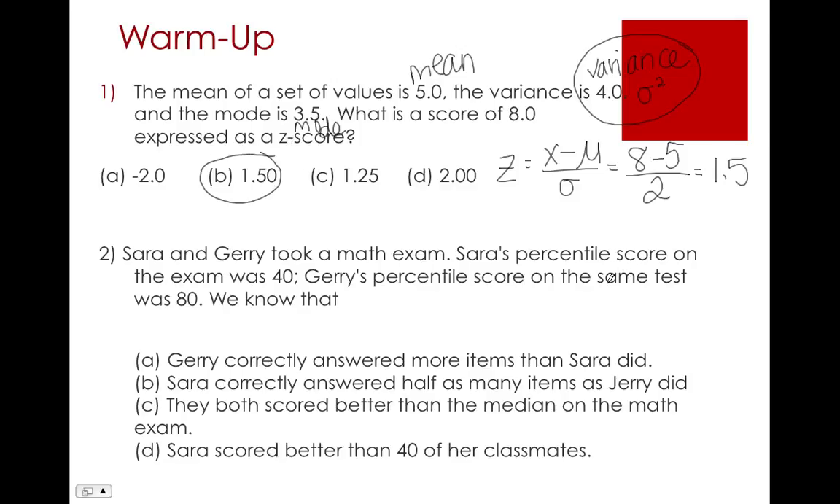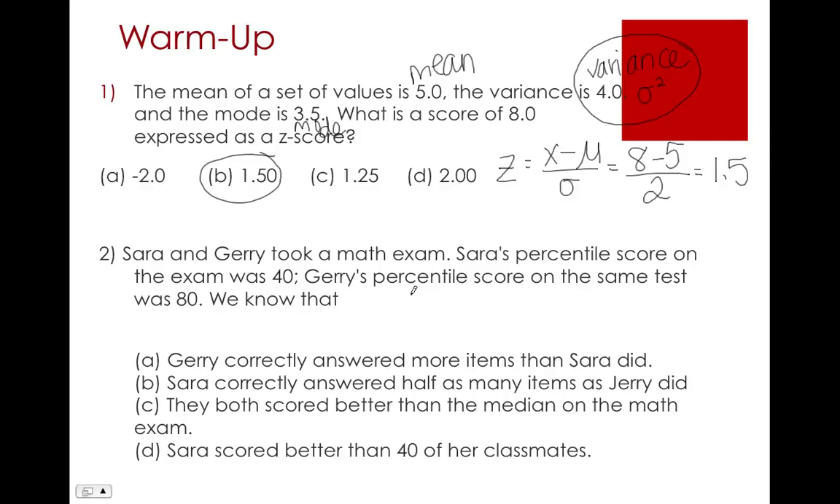B. Second question, Sarah and Jerry took a math exam. Sarah's percentile score on the exam was 40. Jerry's percentile score on the same test was 80. We know that Jerry correctly answered more items than Sarah. Sarah correctly answered half as many items as Jerry. They both scored better than the median, and Sarah scored better than 40 of her classmates. Let's see which of these could be true.